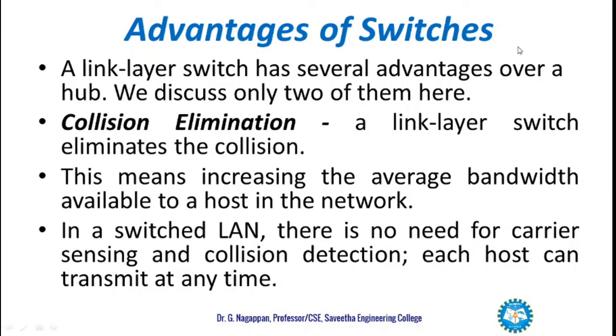Advantages of switches. A link layer switch has several advantages over the hub. We discuss only two of them here. Collision elimination. A link layer switch eliminates collisions. This means increasing the average bandwidth available to a host in a network. In a switched LAN, there is no need for carrier sensing and collision detection. Each host can transmit at any time.